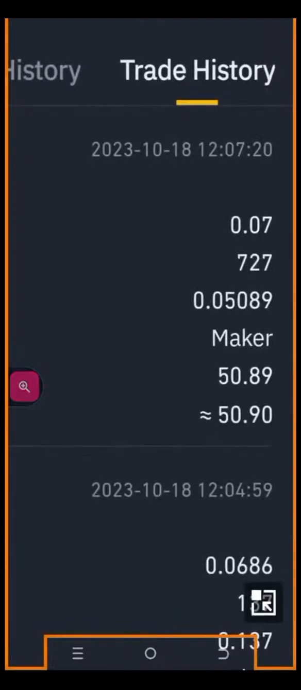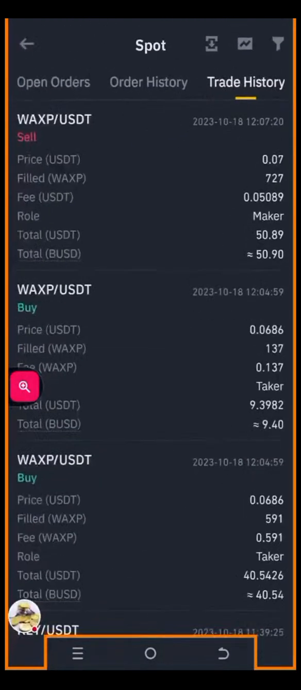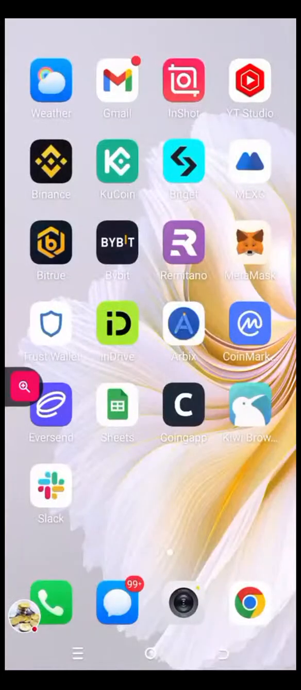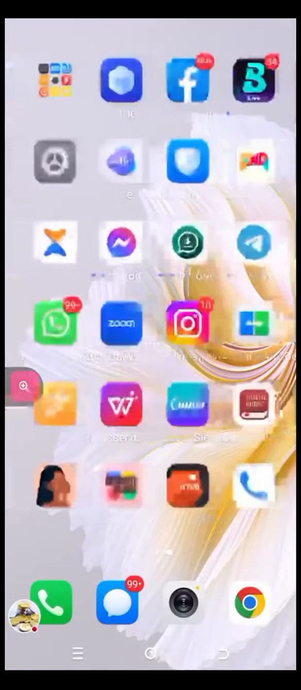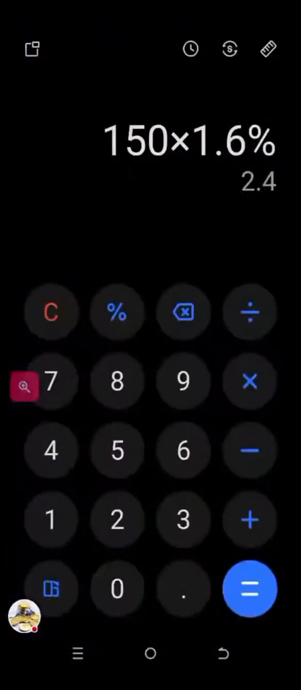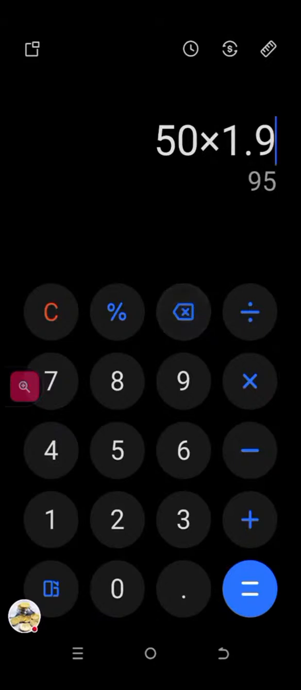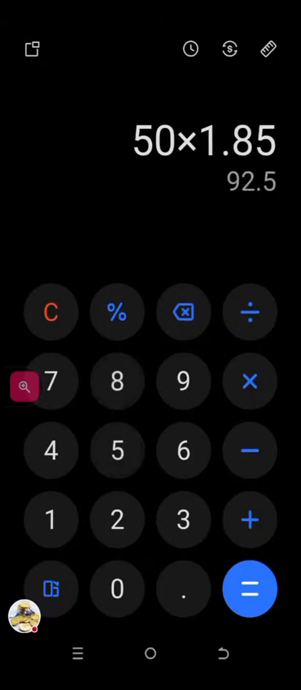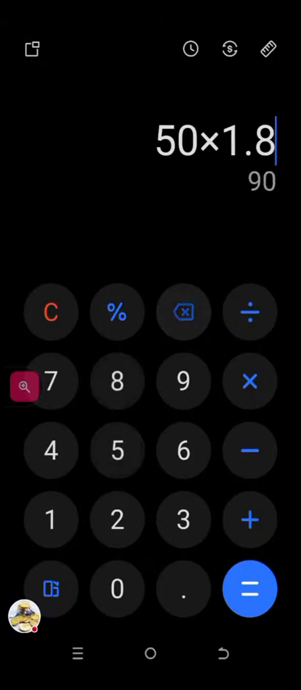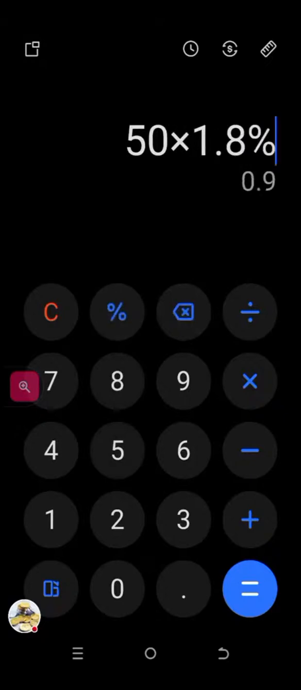And we made 90 cents. Oh my gosh, this is beautiful. 90 cents. What's that? Let's take a good look at our calculator again. 90 cents, that should be 1.9. Am I right? 50 times 1.8, that's it. 1.8%. We made 90 cents.